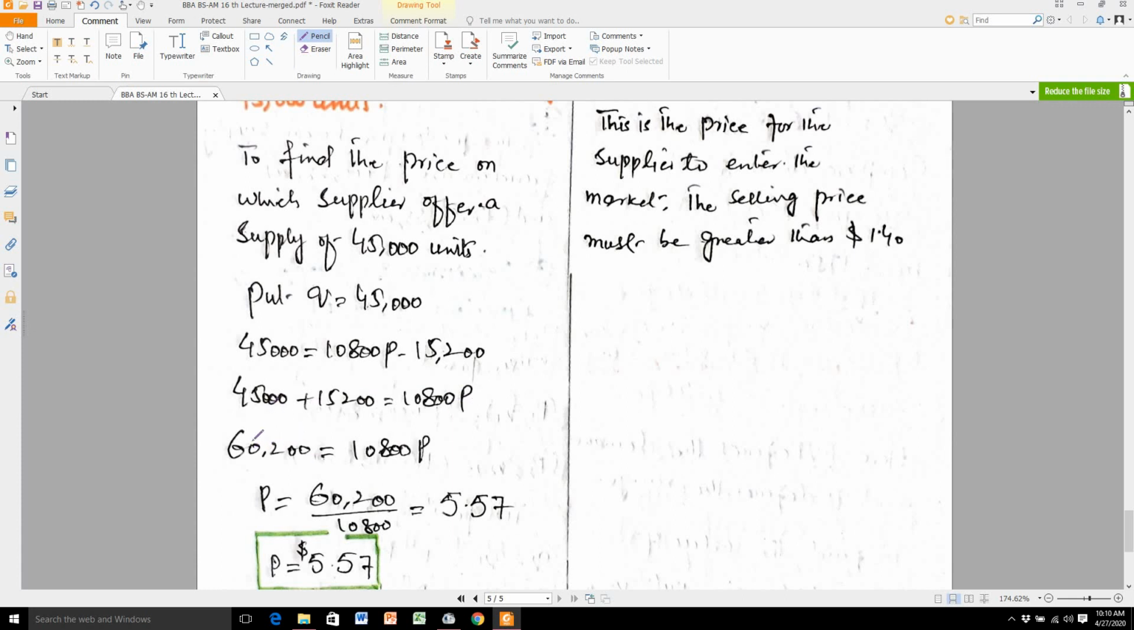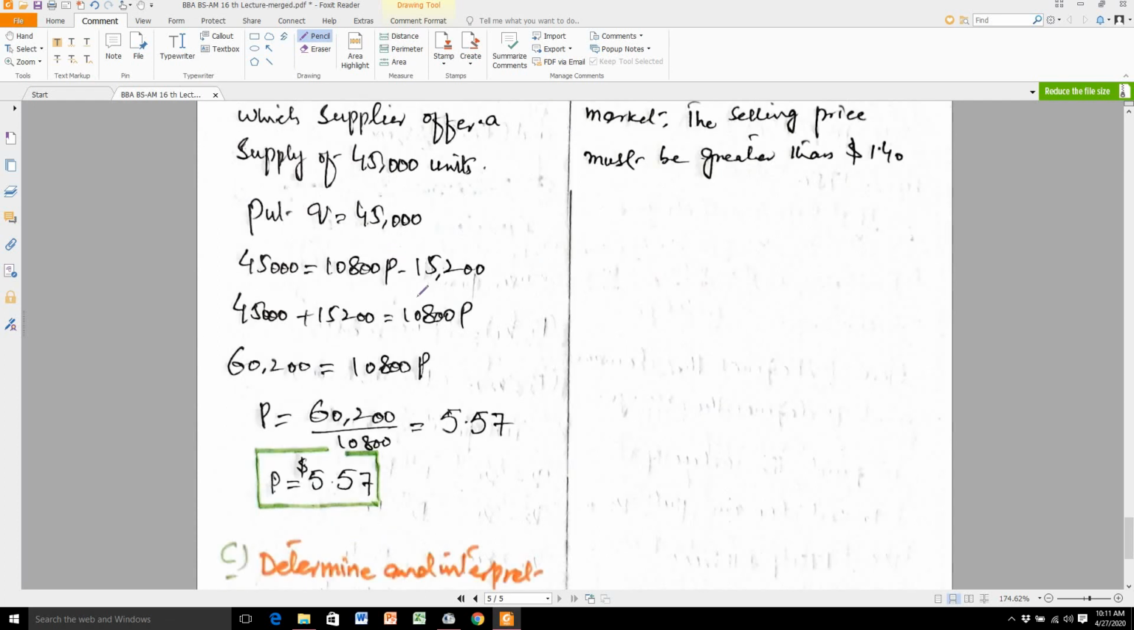45,000 plus 15,200, when you add up these two, we get 60,200 is equal to 10,800 P. When you find the value of P, you divide by 10,800 and you get the price of each unit. Per unit price is 5.57. The supplier offers 45,000 units at 5.57 per unit. The buyer must pay against each unit $5.57. So this is the price.